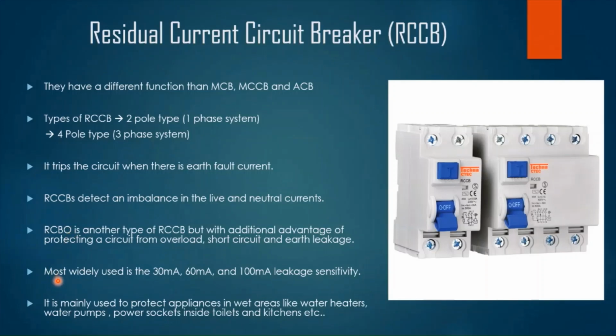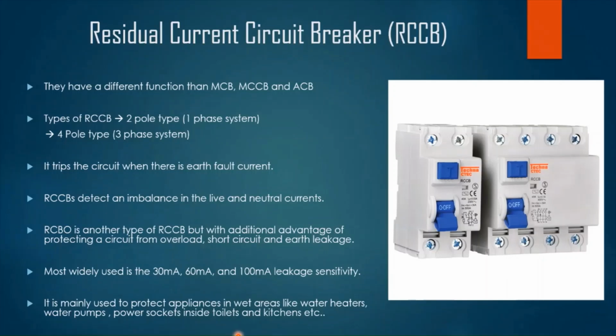Most widely used are the 30 mA, 60 mA, and 100 mA leakage sensitivity. This type of breaker is mainly used to protect appliances in wet areas like water heaters, water pumps, sockets inside toilets and kitchens. It could also be used for lights installed underwater, and etc.